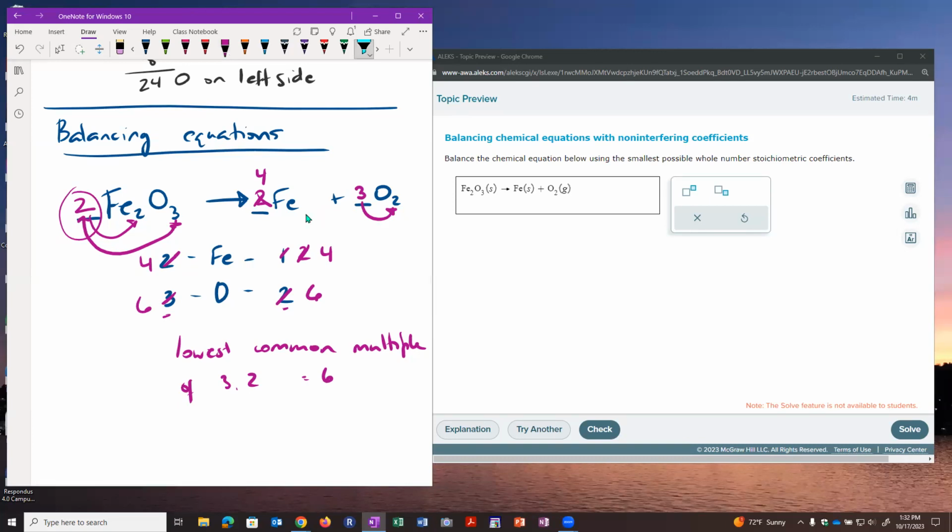The thing to note about balancing equations is the only thing I've been changing or manipulating are the coefficients. Okay, that's the only thing that you can change when you balance equations. You cannot change subscripts. You cannot insert numbers in the middle of formulas. You can only change coefficients.